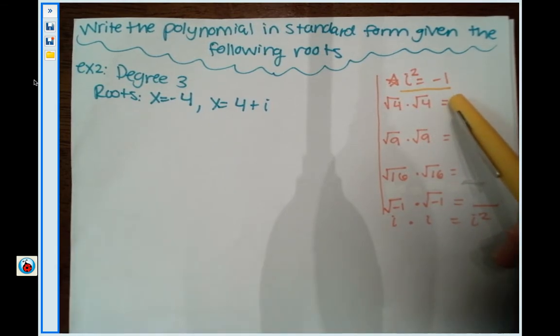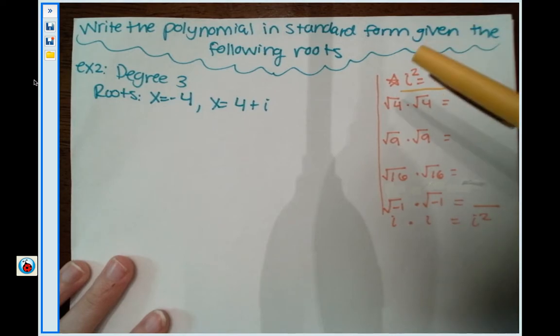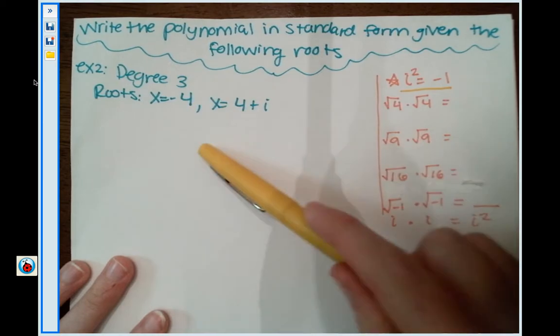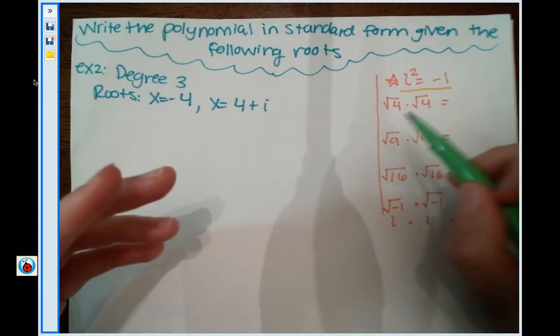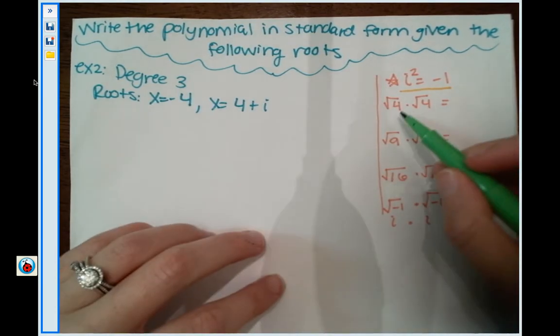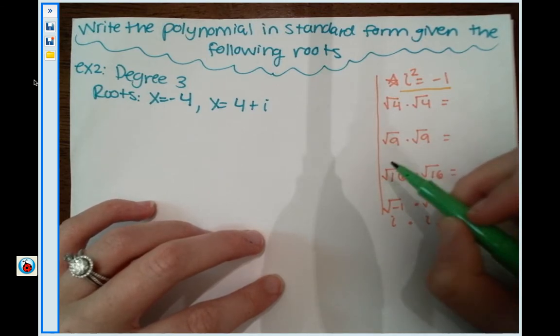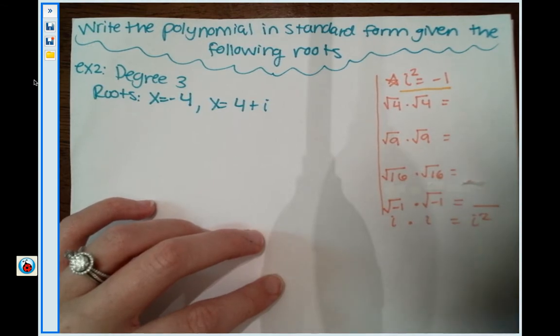Now, let's talk about why i squared is equal to -1, because I know that you're dying to know why. So I have a little demonstration here to show why i squared is equal to -1. This doesn't really pertain to this problem specifically, but it will explain why. Root 4 times root 4. Now when we square things, that's like multiplying something by itself, right? So root 4 squared is like root 4 times root 4. Root 9 squared is like root 9 times root 9. And root 16 squared is like root 16 times root 16.